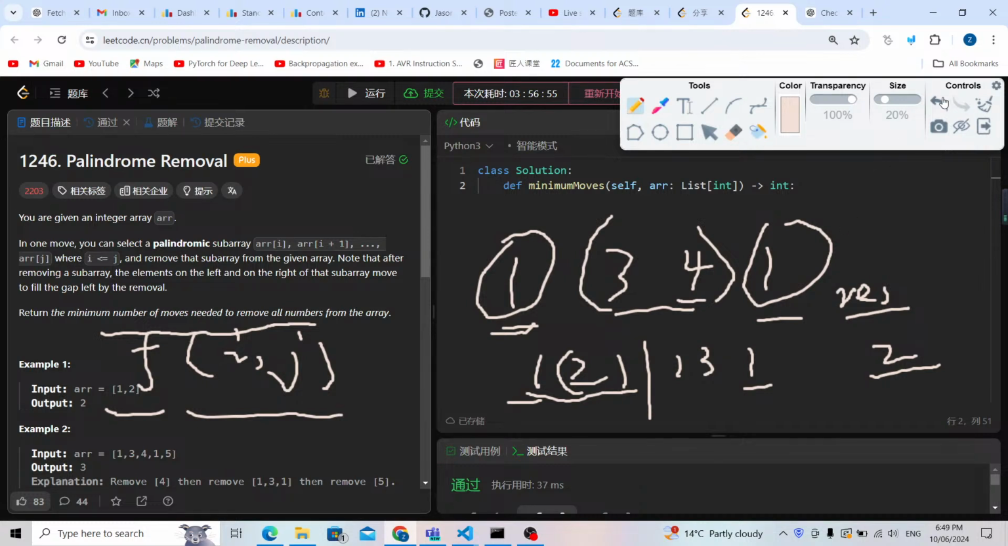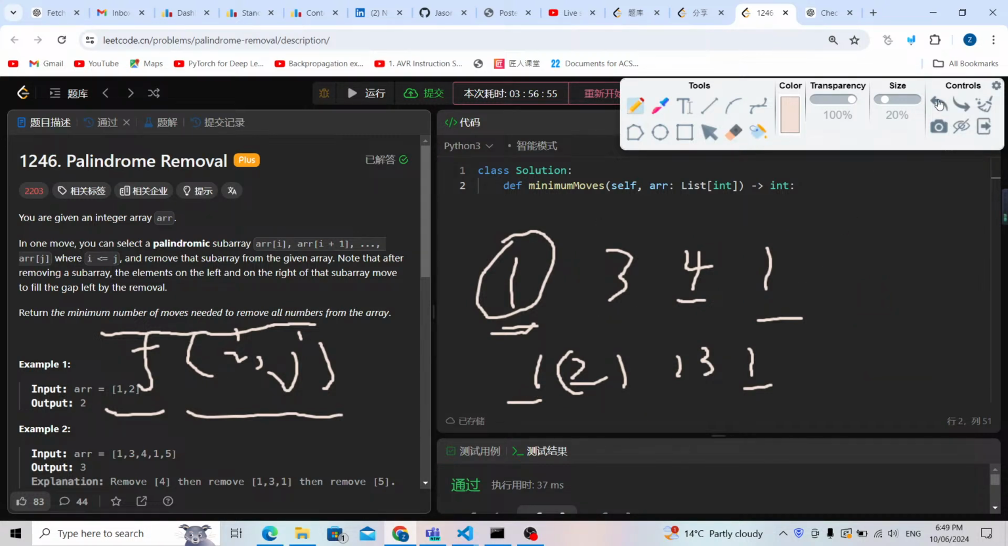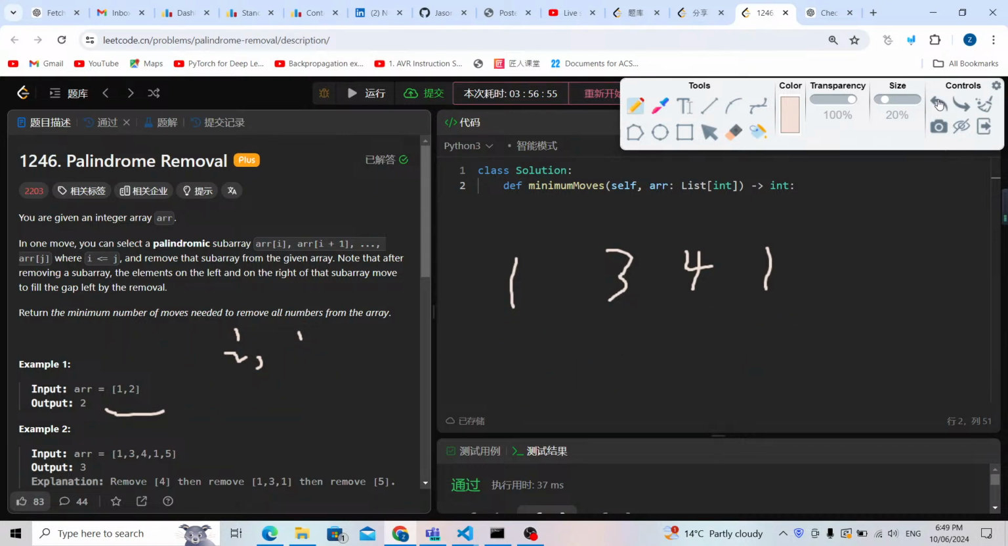But what if they are not equal? Let me use another example if they are not equal. I'm going to use 1, 3, 1, 4 as another example. This is going to be easy. If left and right are not equal, we're going to directly split it, because this is going to be the most efficient way. If we did not split it, it's going to be 4 times.